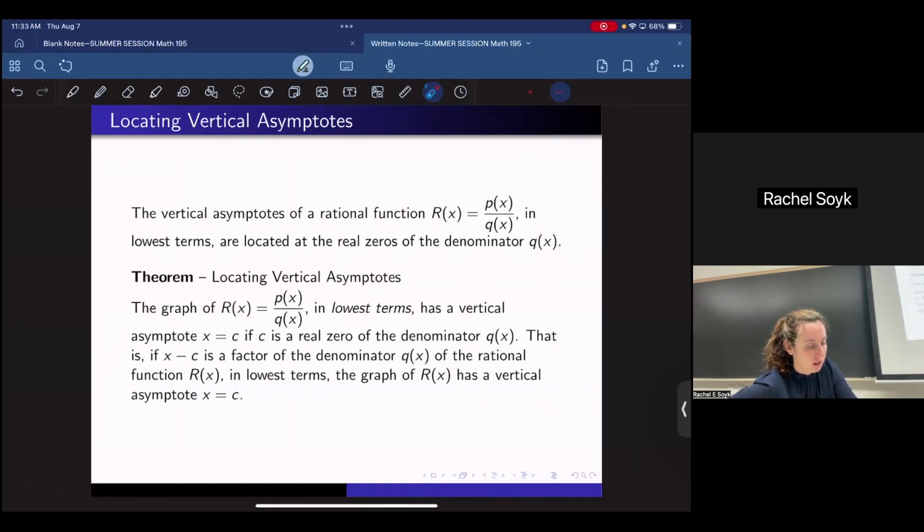Right. And then this is your locating vertical asymptotes theorem. I would say the biggest takeaway from this is you're essentially looking for the values that make your function undefined. And then once you have those values that are undefined, those represent your vertical asymptotes. So we'll be practicing that as well.